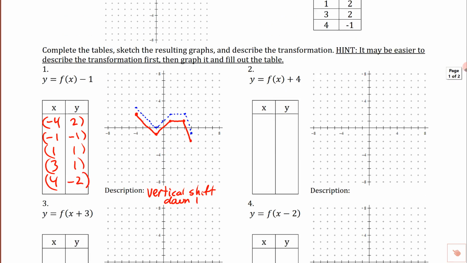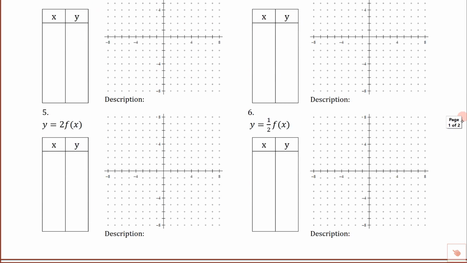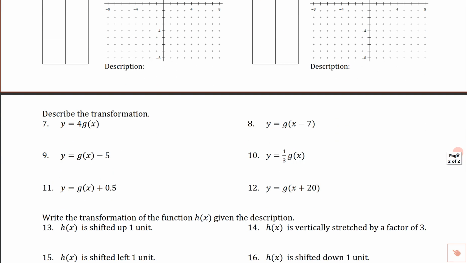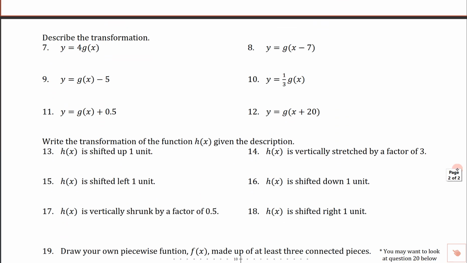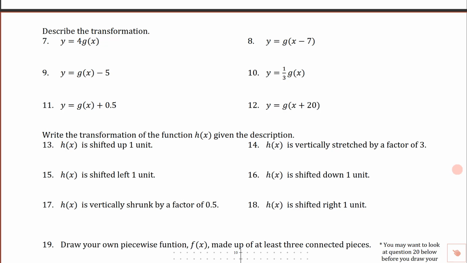Let's slide down here and take a look at number 7. So number 7 is on the other side. You've got a whole bunch of graphing to do on the front side, and then on the back side it says just describe the transformation. So let's take a look here. It says y is equal to 4 times g of x. Now remember, this is outside the parentheses. This is outside g of x.